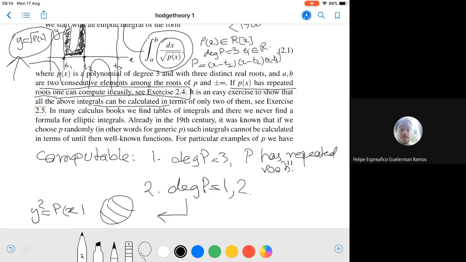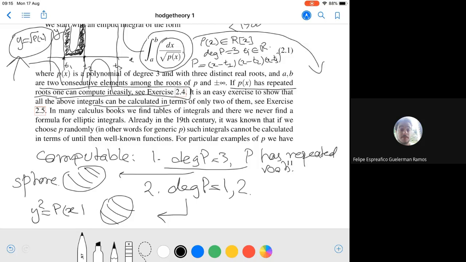And this one also, when it has repeated roots, after a kind of blow up that we are going to explain, it is still a sphere. So let's say a sphere. And the one that we were dealing with, where we say that this integral is not computable, it's some new integral, has to do with the fact that the topology of this y squared equal to p(x) is an elliptic curve.